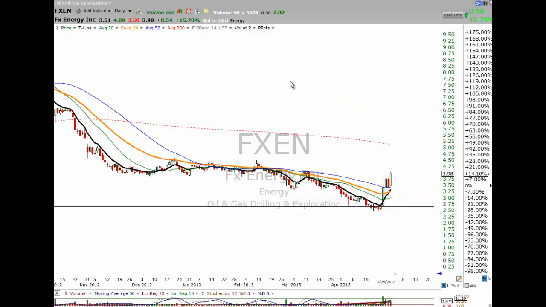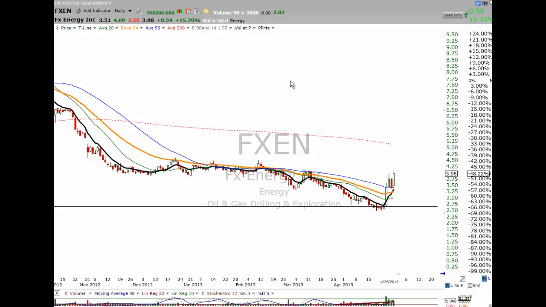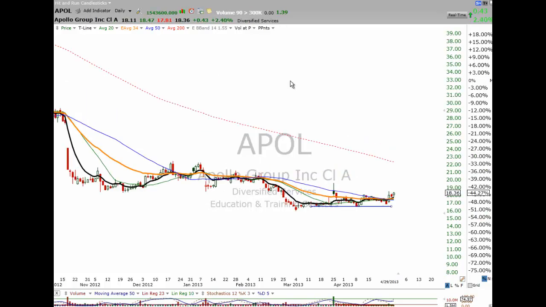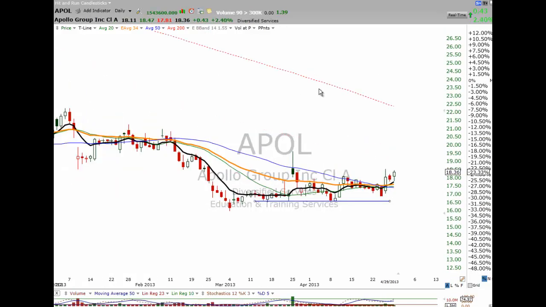The next chart we want to take a look at is APOL. APOL is just another classic hit and run candlestick chart pattern. Again, this rounded bottom breakout, and you can see we've popped up over the moving averages. In fact, we were buying this 5 days ago, last week or so, when it was actually still moving to the downside.